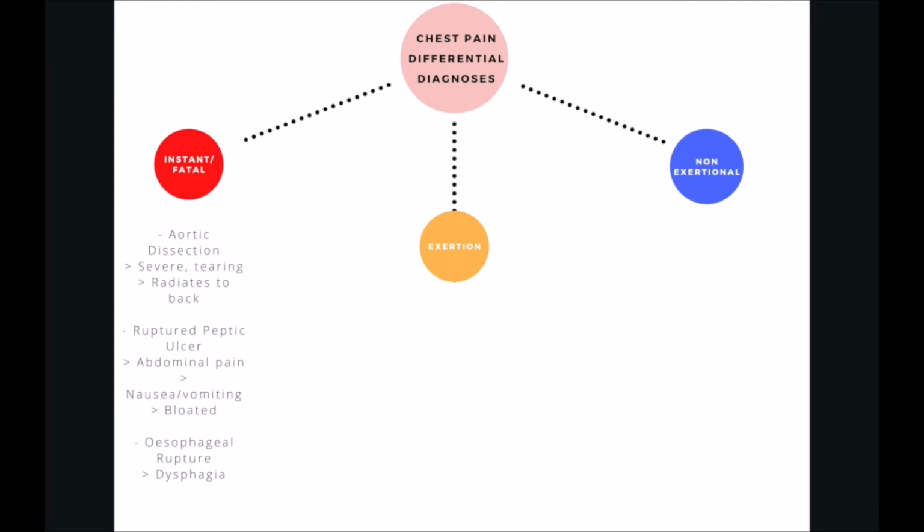So if the pain comes on suddenly and the patient describes it as a severe tearing pain radiating to the back, you would be most concerned about aortic dissection. If the patient says they feel like vomiting and feel bloated, and it's also around the upper part of their abdomen, it could be a ruptured peptic ulcer. If they have trouble swallowing or dysphagia, an esophageal rupture is most likely.